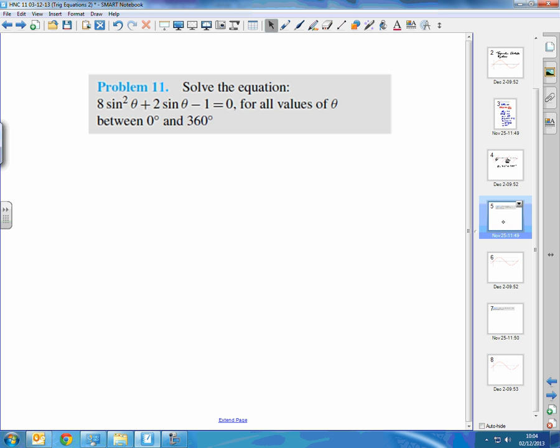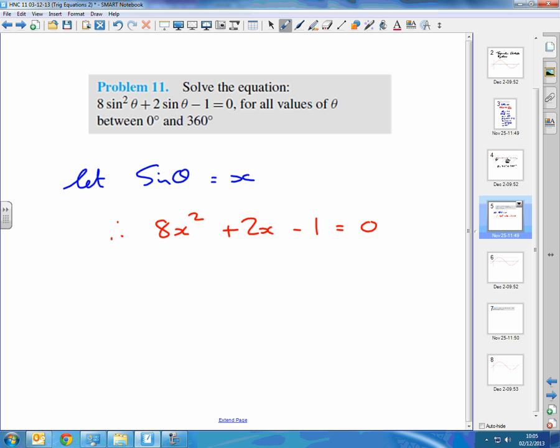Let's look at another example. Solve the equation 8 sine squared theta plus 2 sine theta minus 1 equals 0. So in this particular example, we let the trigonometric function sine theta equal x. And so if I were to replace sine theta by x in the equation above, I'd get this. Therefore, 8x squared plus 2x minus 1 equals 0.